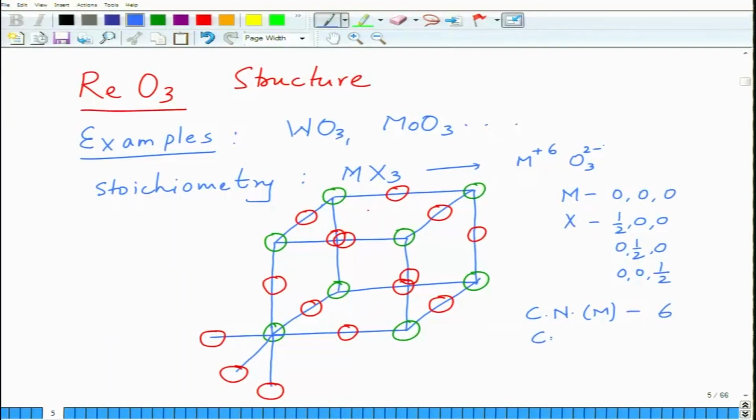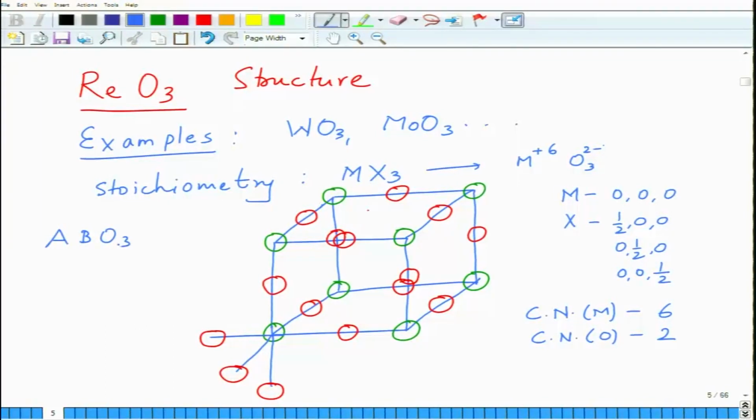So what is the coordination number of oxygen in this case? You can do the bond strength check, but you can see the stoichiometry is MX3, 1:3, so it's got to be 2. So can you correlate this structure with ABO3 structure? We can correlate with that.